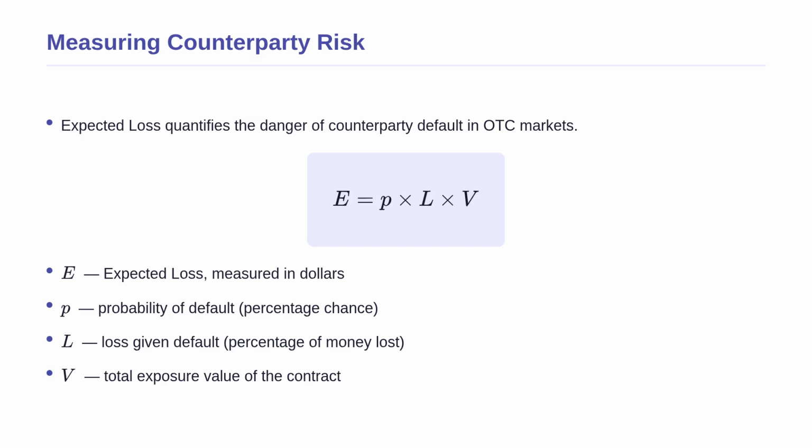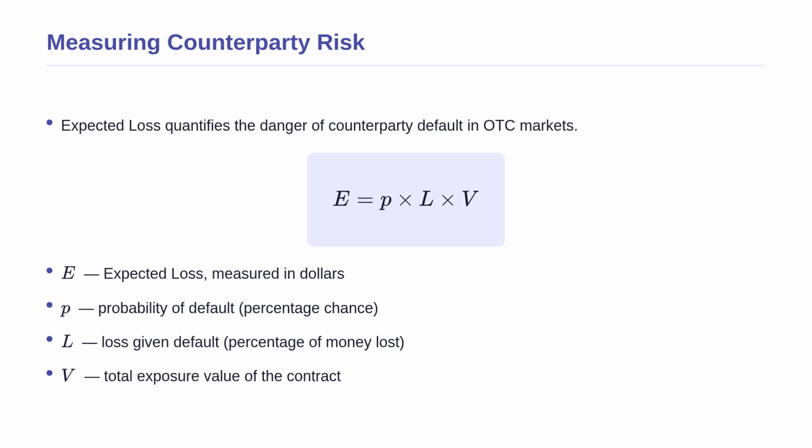Beyond the immediate cost of trading, we must also mathematically measure the hidden cost of risk in OTC markets. Because there is no clearinghouse, we use the expected loss formula to measure the danger of a partner defaulting. The formula is E equals P times L times V.